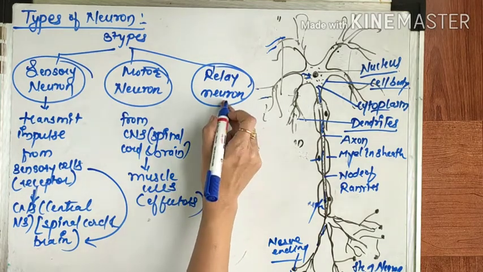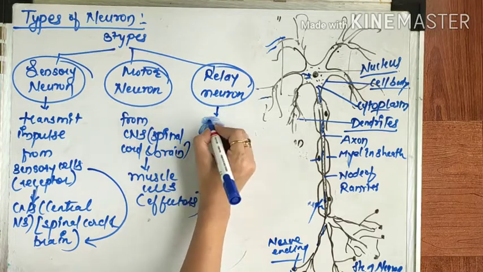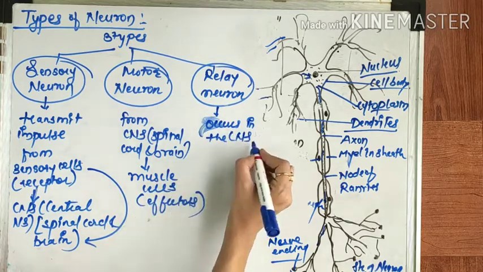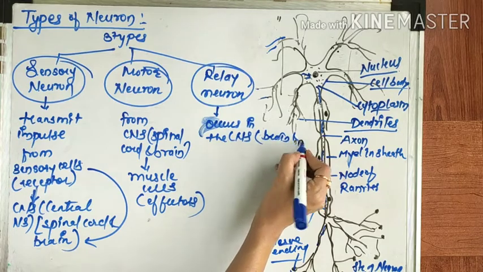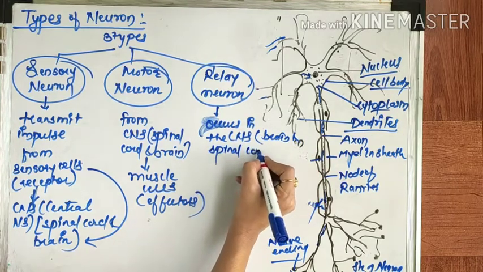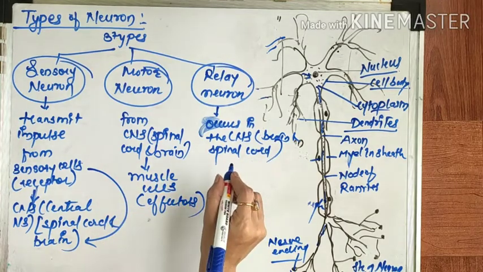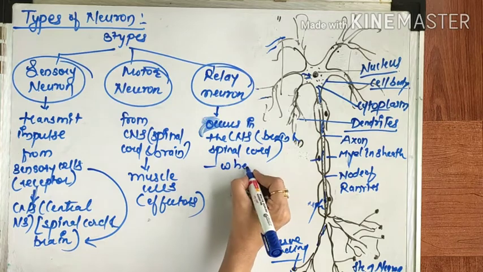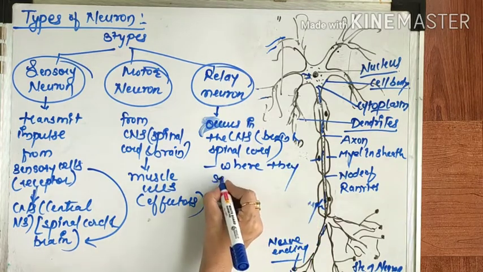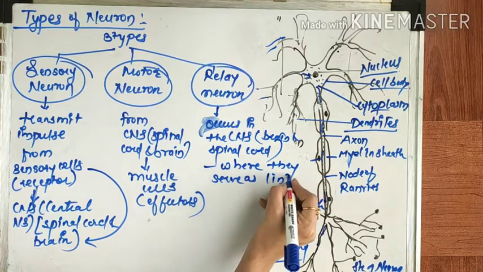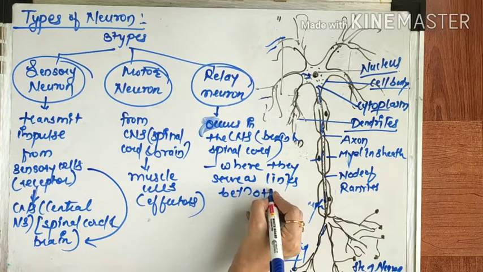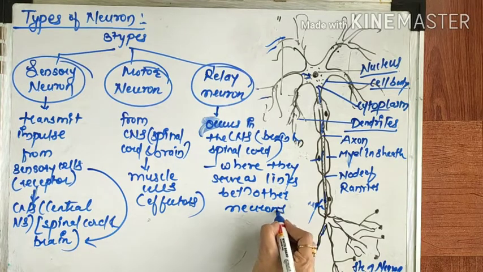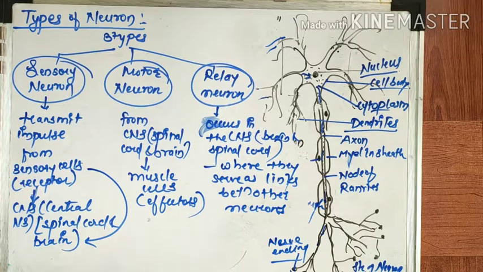Relay neurons occur in the central nervous system. It means they are present in the brain as well as the spinal cord. They serve as links between other neurons.